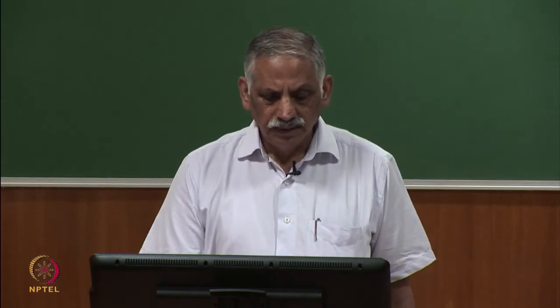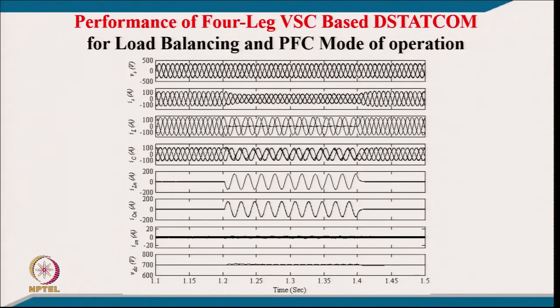Well, that was typically for the 3 wire system. Here we have a 4 wire system. We are showing the performance of a 4 leg, 4 wire voltage source converter D-STATCOM for load balancing and power factor correction mode. So, you can clearly see here the 3 phase supply voltage, 3 phase grid current, and here it is the load current.